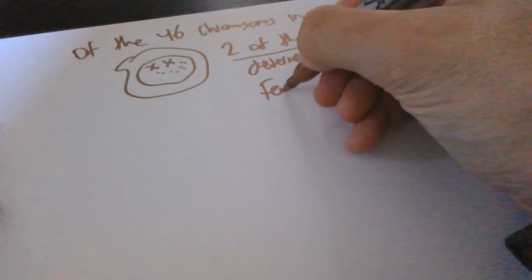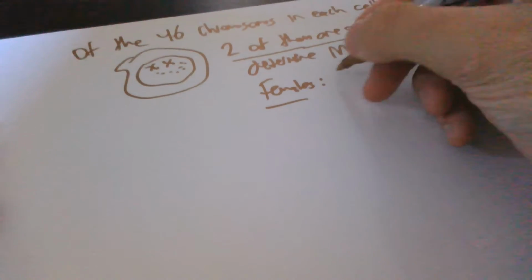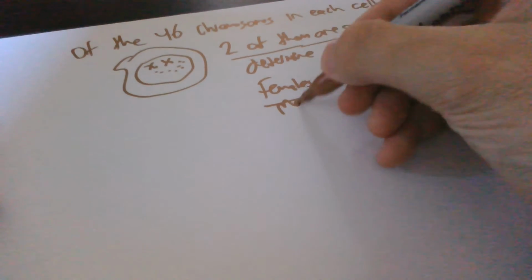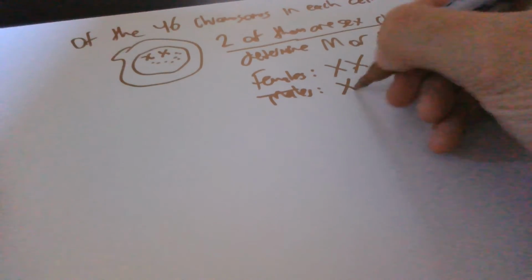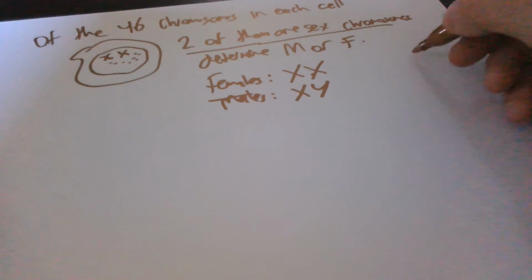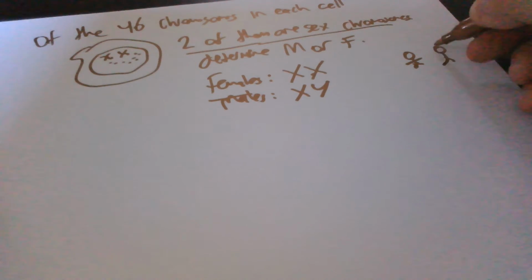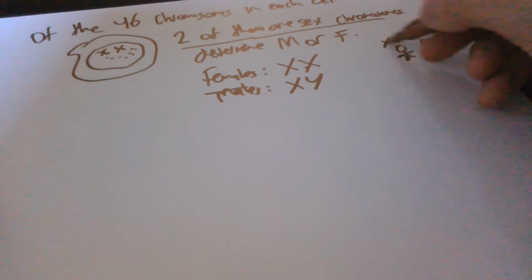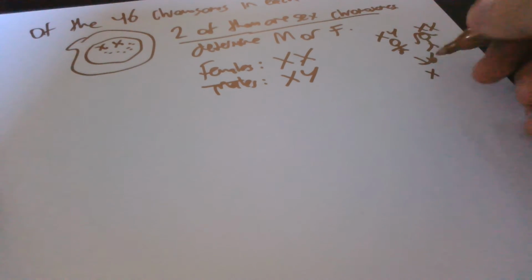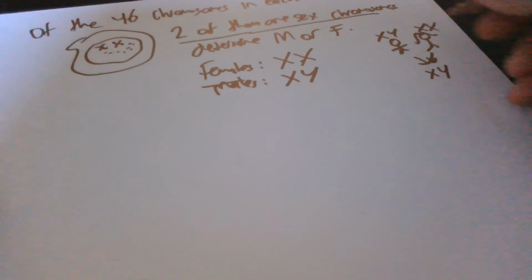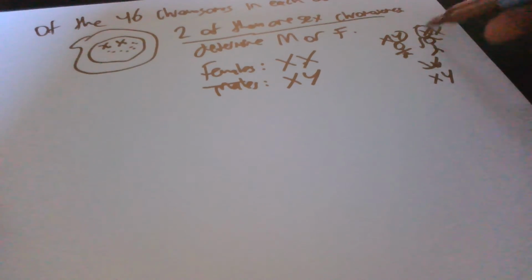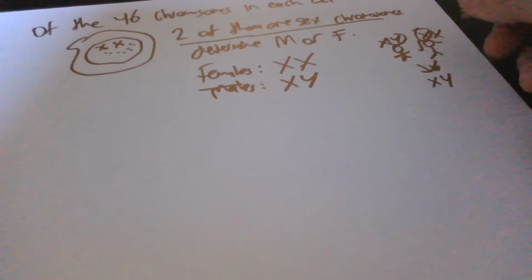For females, you probably already know this: 2 X chromosomes is what makes you a female. For males, 1 X, 1 Y. So it's not 2 Y's. Why is it not 2 Y's? Because it makes sense when you think of it. Dad's got XY, mum's got XX. If it was to be a boy, it'd have to be XY, 1 from the mum, 1 from the dad. It wouldn't be YY because the mum doesn't have a Y. She's only got 2 X's.